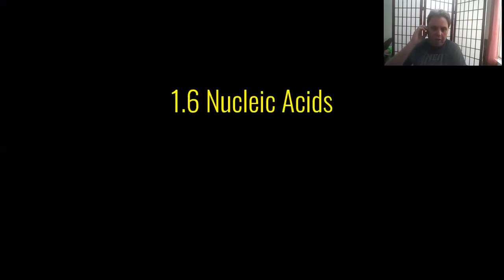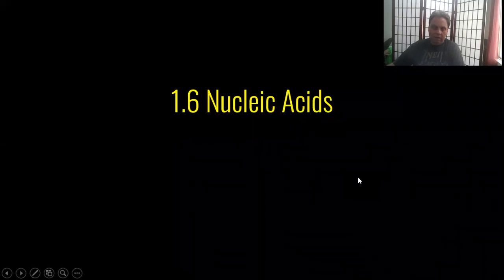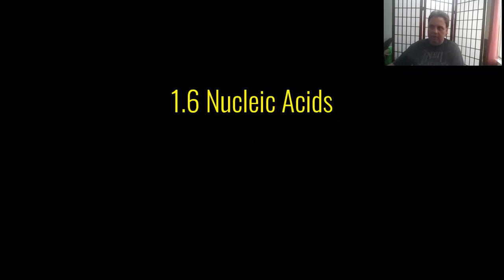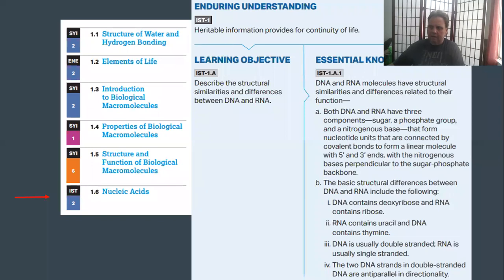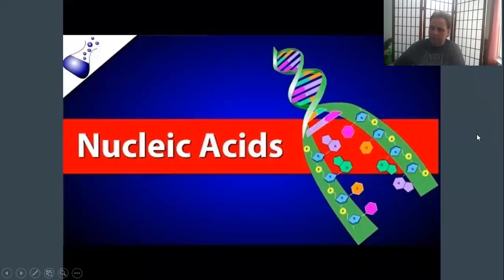And if you do all that and you watch carefully, maybe take notes, then you will be able to achieve all those objectives and have all this knowledge. And then the last topic for the chemistry is nucleic acids. So for that one, the learning objective: describe the structural similarities and differences between DNA, deoxyribonucleic acid, and RNA, ribonucleic acid. This is your essential knowledge. This is what you should take away after learning this. And there's the video you need to watch.